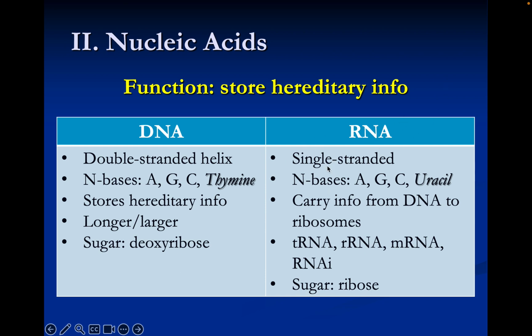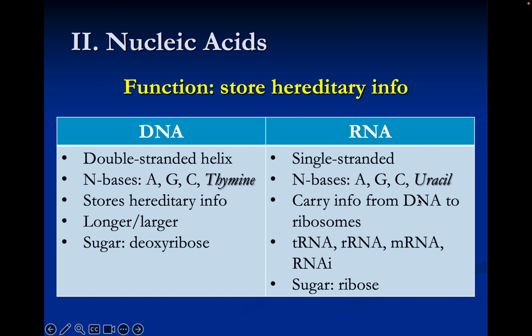RNA, on the other hand, is a single-stranded molecule. It's usually temporary. It's made up of 4 nitrogenous bases too, except that instead of thymine like you'd find in DNA, RNA uses uracil. So if you ever see a T in a sequence, you know you're looking at a DNA sequence. And if you see a U, you know you must be looking at an RNA.